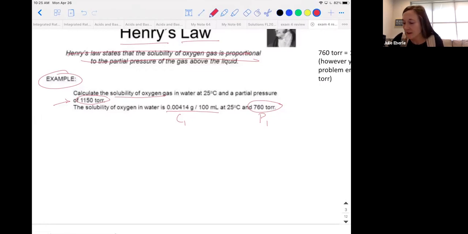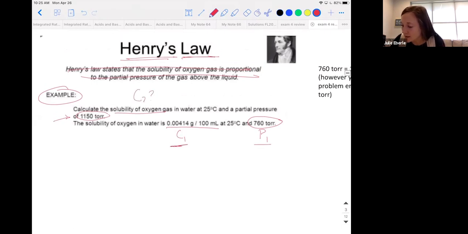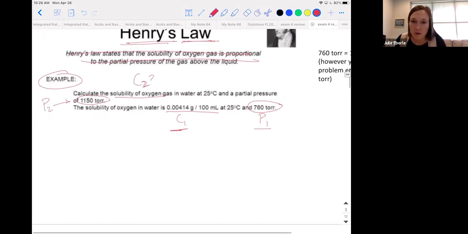Okay. So I was saying on the exam, it's not going to tell you, oh, this is Henry's law. You're going to have to understand that it's Henry's law from reading the problem. Okay. So it's giving you a solubility right here and a pressure, and it's asking what is the new solubility, so C2, at this new pressure, P2.